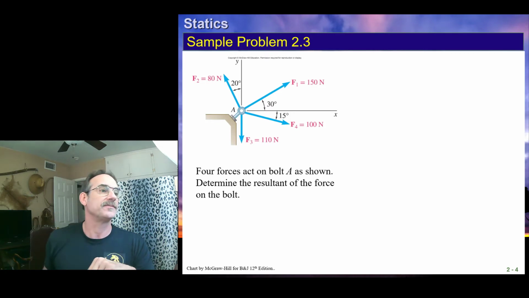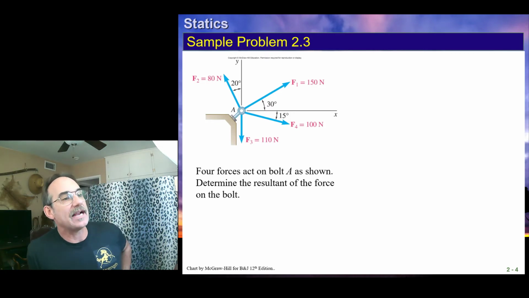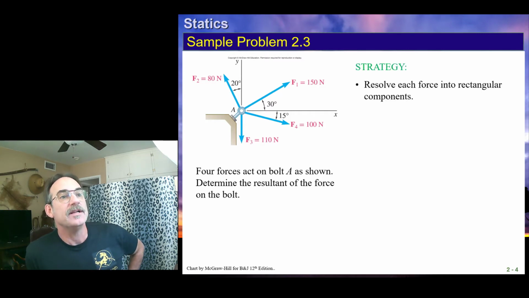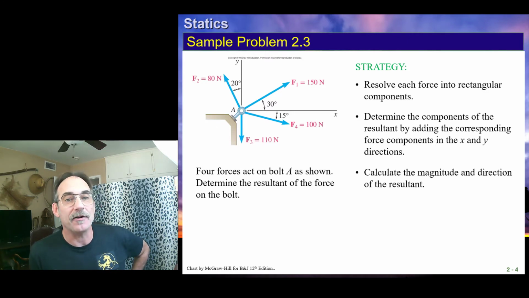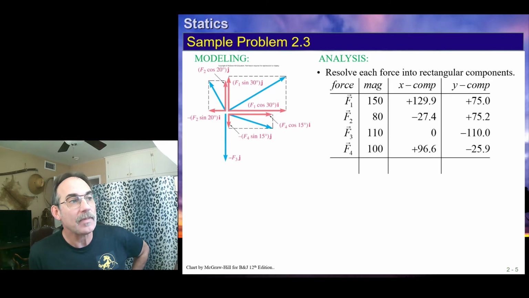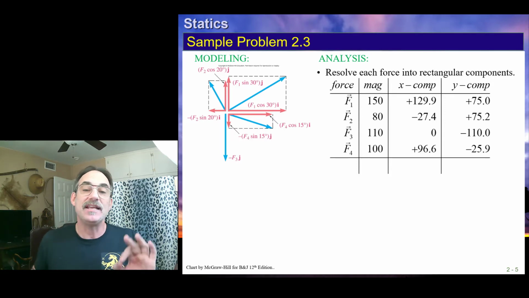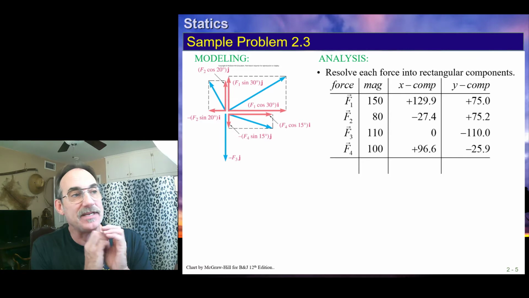Let's see how it works. So we got 4 forces acting on bolt A. We're going to define the resultant force on the bolt. No problem. We're going to resolve each into rectangular components. We're going to then keep track of those and put them together. An easy way to do this, now you can just do this with longhand algebra on your page, but for these kind of problems, it's easiest to set up a table.